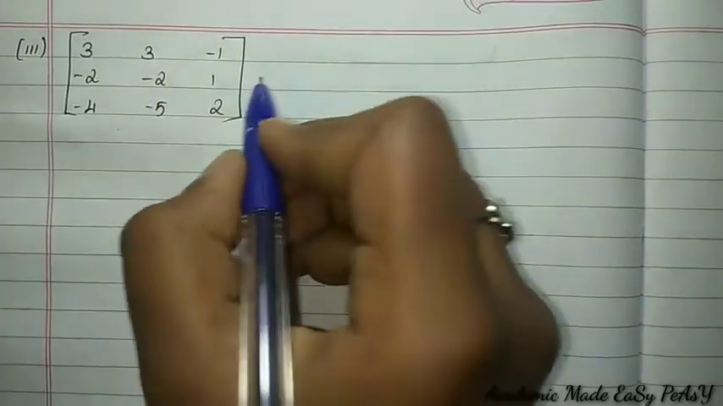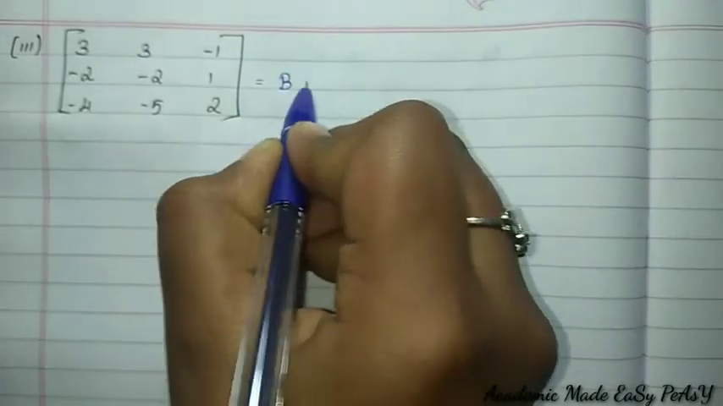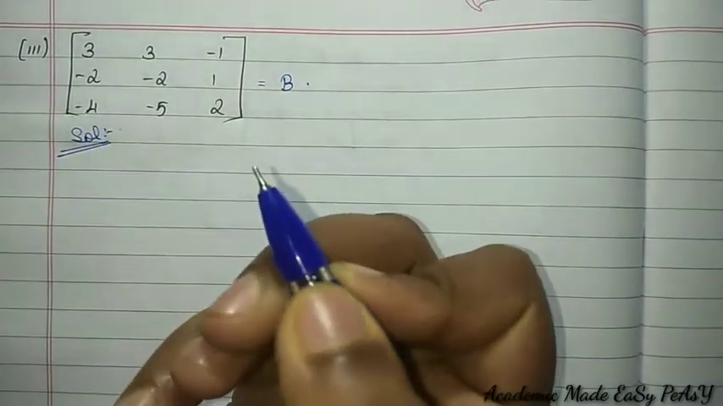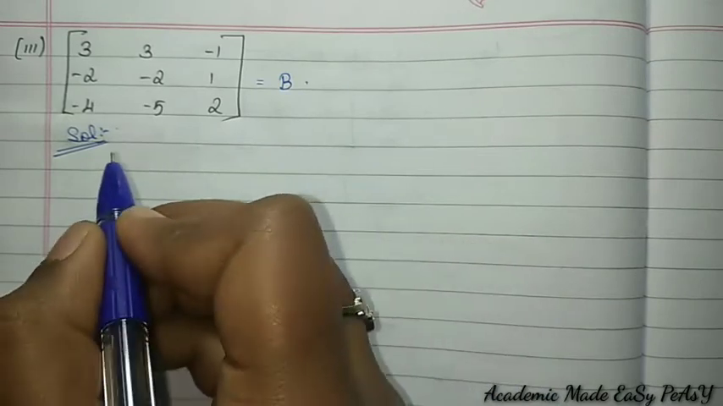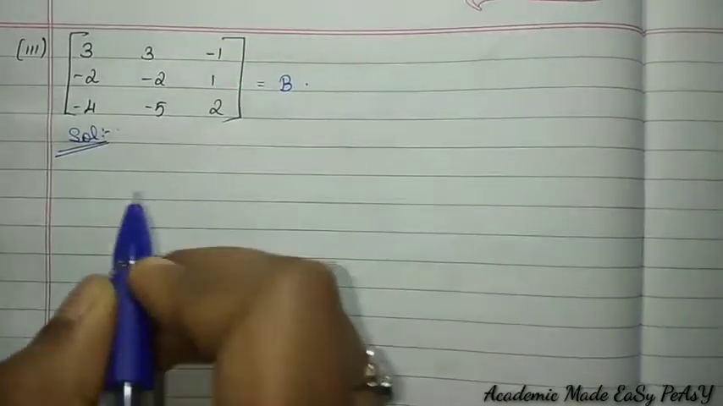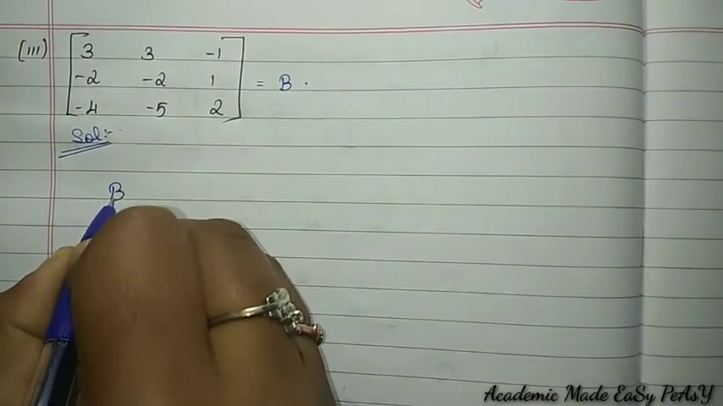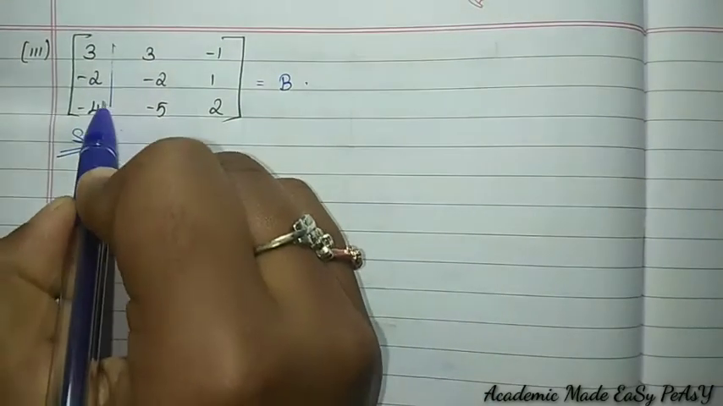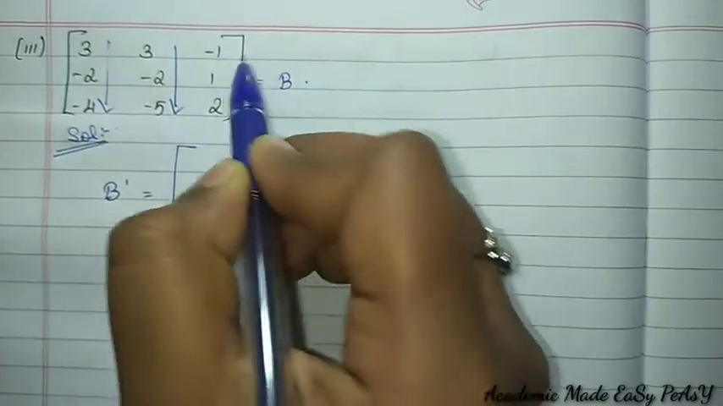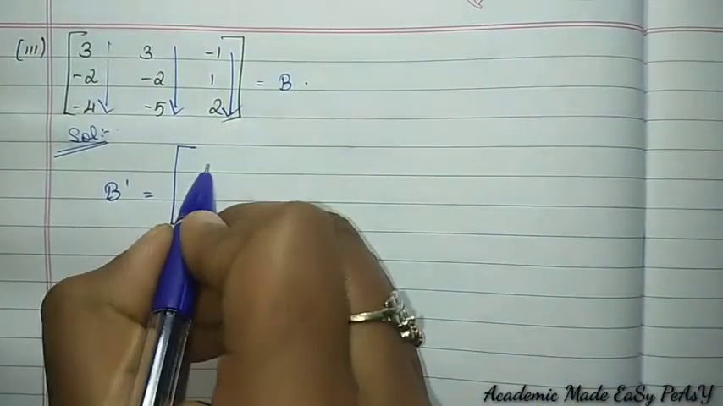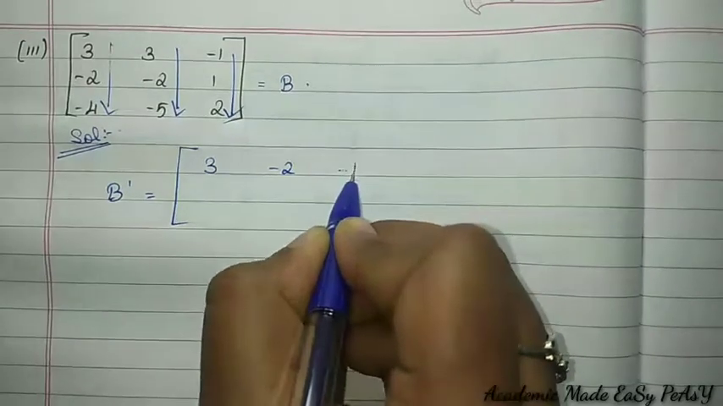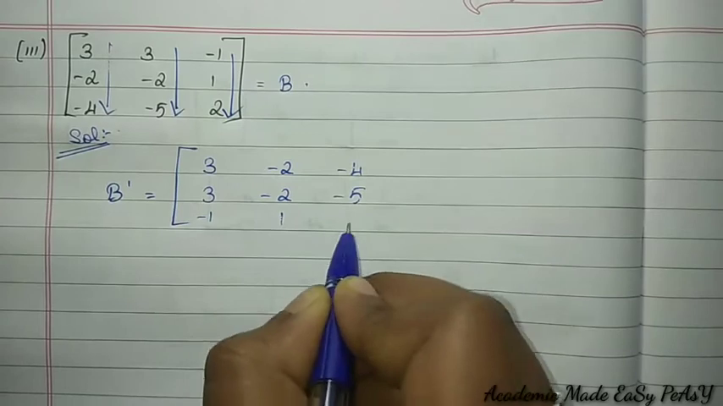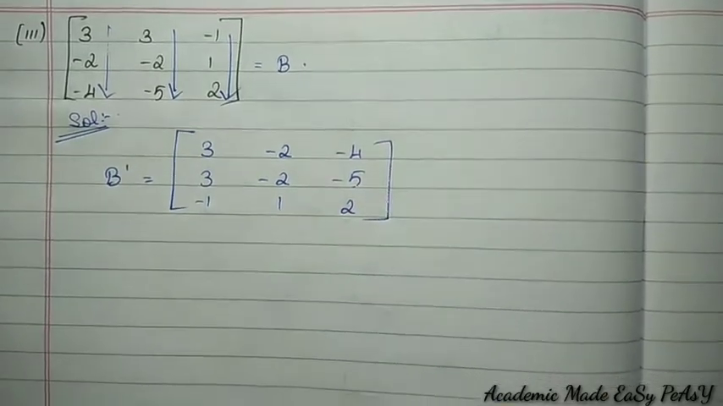Subdivision 3. I have this matrix. So let me name this as matrix B. Fine. So now I have to express it as a sum of symmetric and skew symmetric. So let me do the symmetric first. Before that, I'm going to take B transpose. My first column will be my first row, second column the second row, third column the third row. So 3, minus 2, minus 4, 3, minus 2, minus 5, minus 1, 1, 2. This is my B transpose.